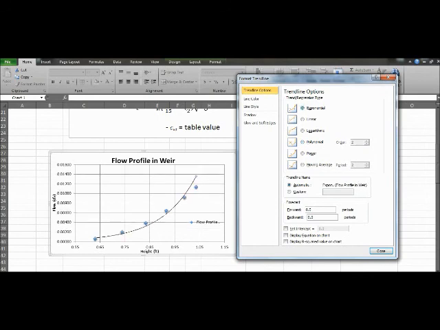I think we're going to go exponential here. You also have the options of displaying the equation of that model function, as well as the r squared, which we talked about is the goodness of fit of that function.